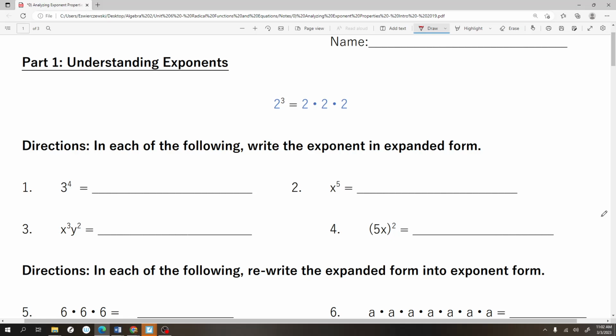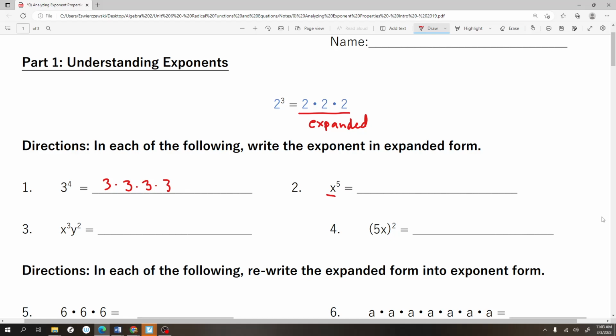Anyways, all right, let's look at number 1. Directions. In each of the following, write the exponent in expanded form. Expanded form is just how it sounds. When you write it out, like 2 times 2 times 2 times 2 times 2 times 2, however many times. Repeated multiplication. Repeated multiplication, that's what exponents are. So this would be 3 times 3 times 3 times 3 times 3. Nope, just kidding, only 4 times.